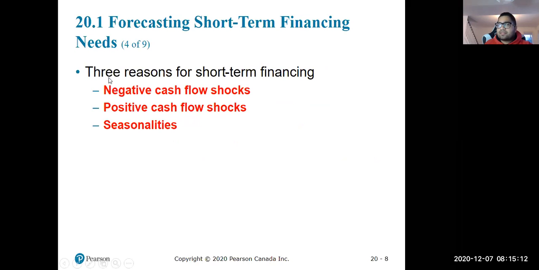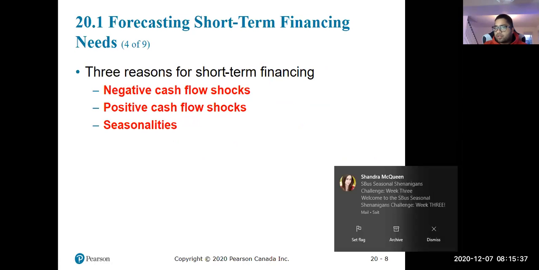Now, there are three reasons for short-term financing. There could be a negative cash flow shock. What is a negative cash flow shock? Something goes wrong in the business that you had not anticipated. Maybe, let's say it's a snowboard company, and the machine that creates snowboards goes bad. So you have to replace it, or you have to hire a mechanic to do that. So something that is not anticipated may go wrong. For that, you need cash, right?